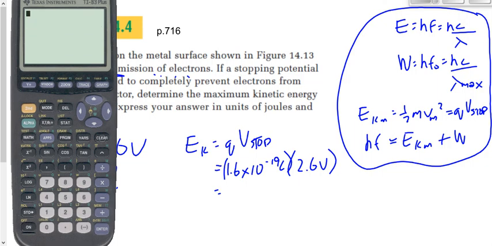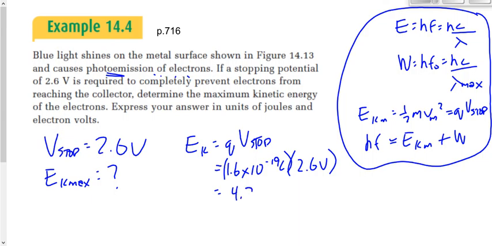We're going to say 1.6 times 10 to the minus 19 times 2.6 gives me a kinetic energy of 4.16 times 10 to the minus 19. 4.2 times 10 to the minus 19. And that would be joules. Joules, because we're using standard units. When we use standard units, we get standard units.